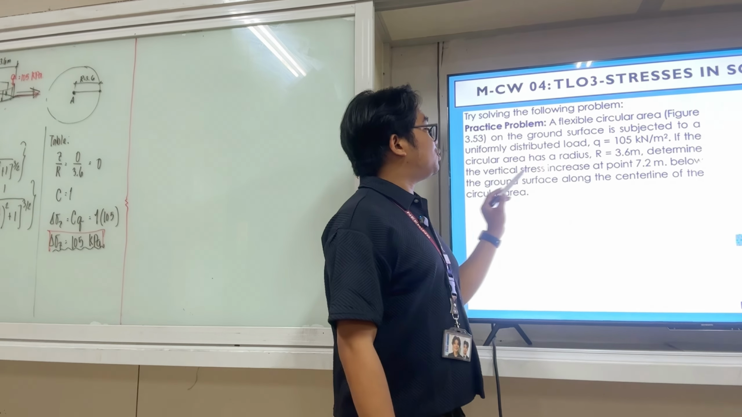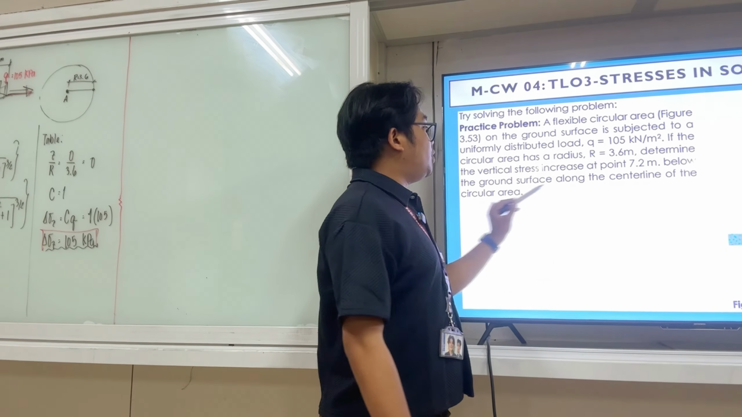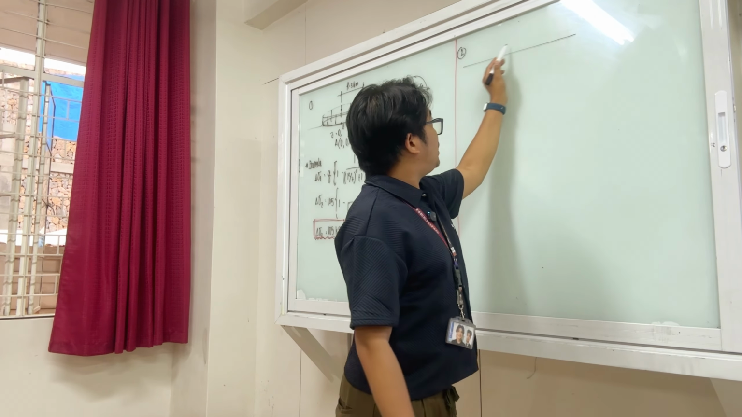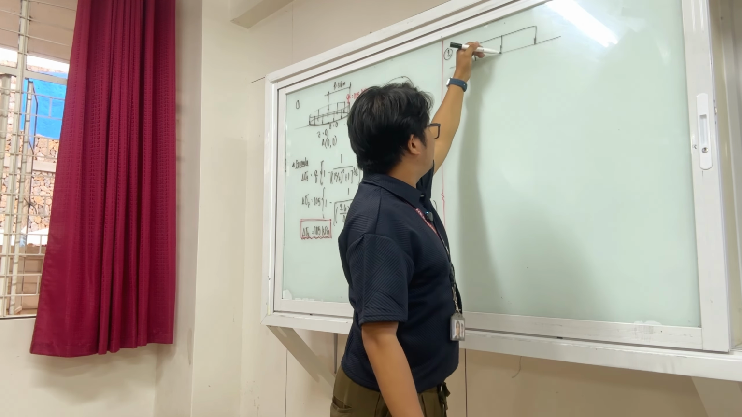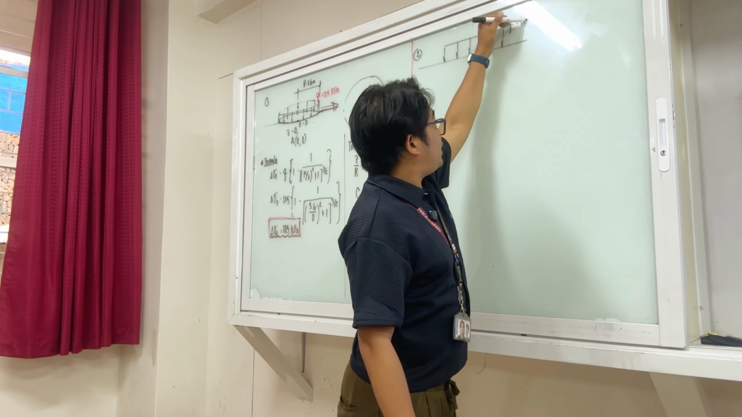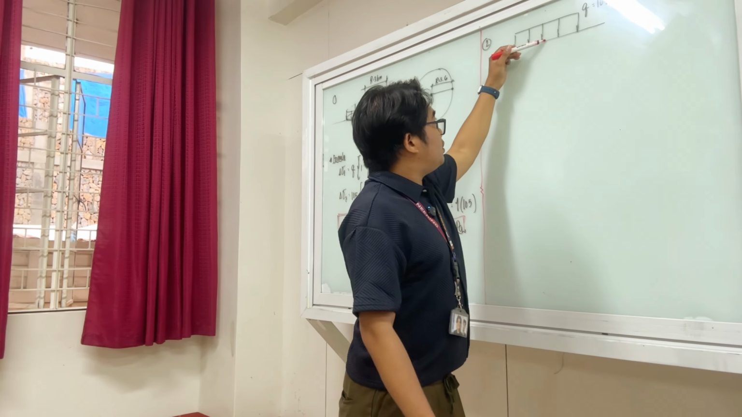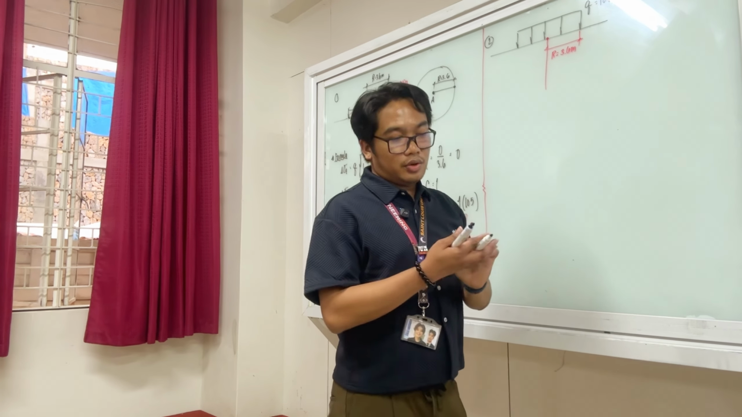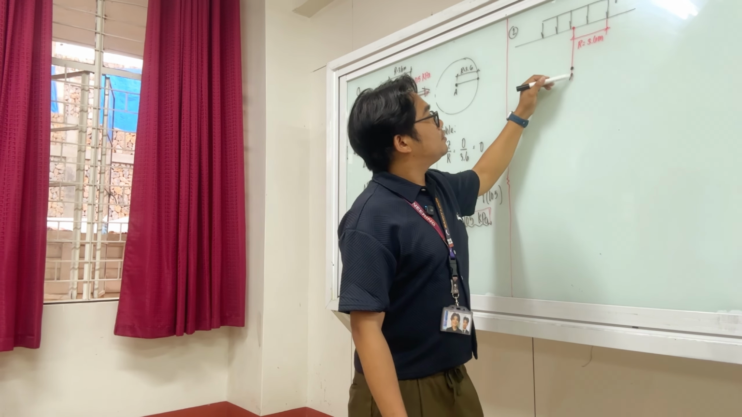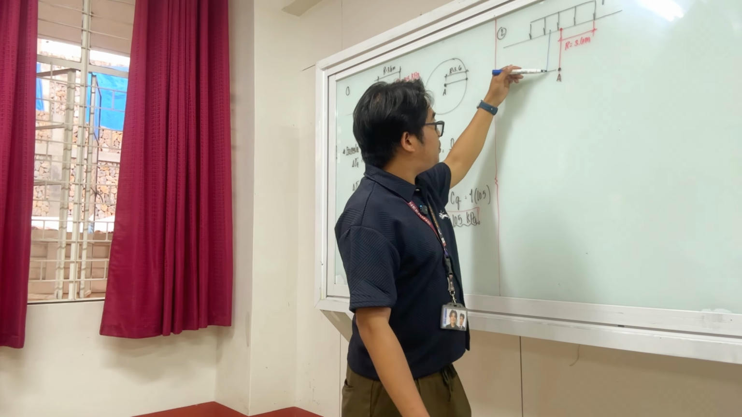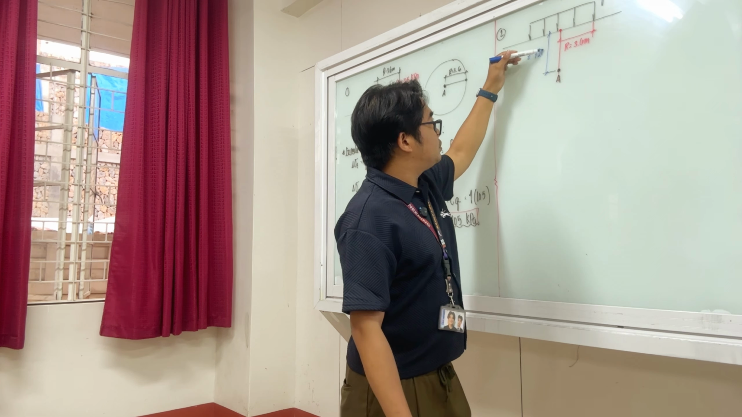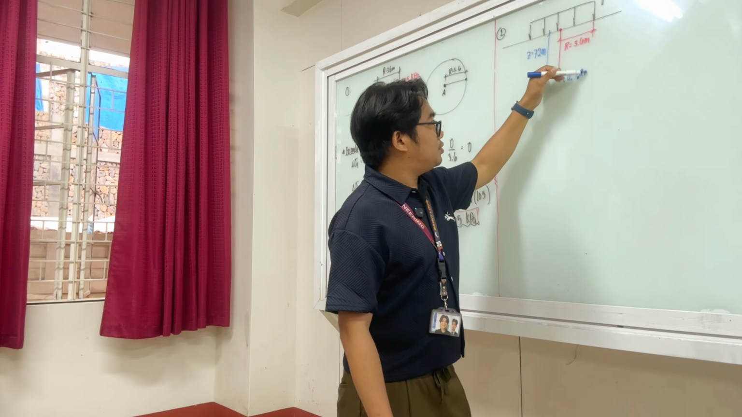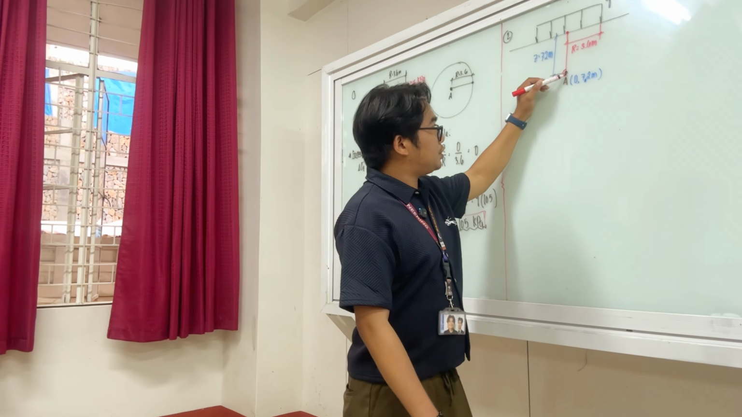If the circular area has a radius of 3.6, we are asked to determine the vertical stress increase at 7.2 meters below the ground surface along the center line. So similarly, along the center line, you have the same increase of vertical stress load of 105 kilopascal at a radius of 3.6 meters, then located at the depth of 7.2. This is the depth of the point concerned, which would be your Z of 7.2 meters. Therefore, the coordinates of A would just be 0 and 7.2 meters. So this is our point concerned.